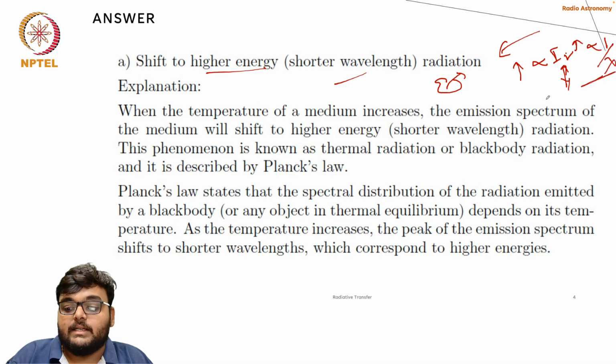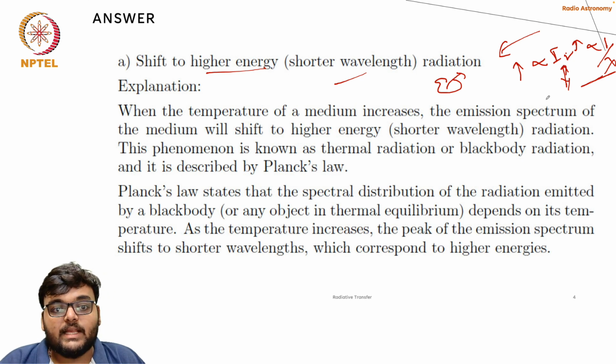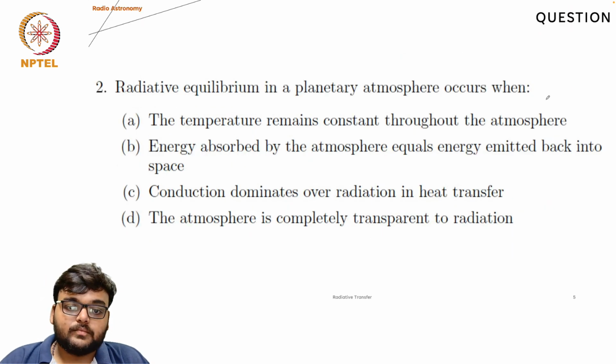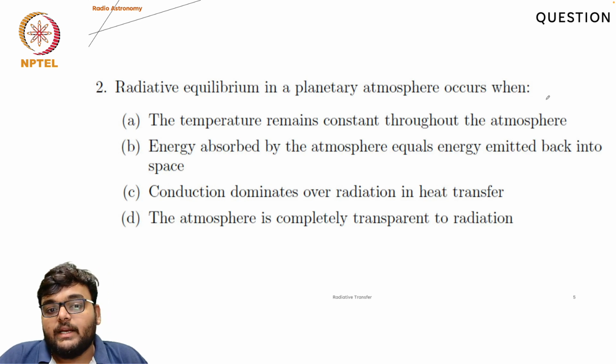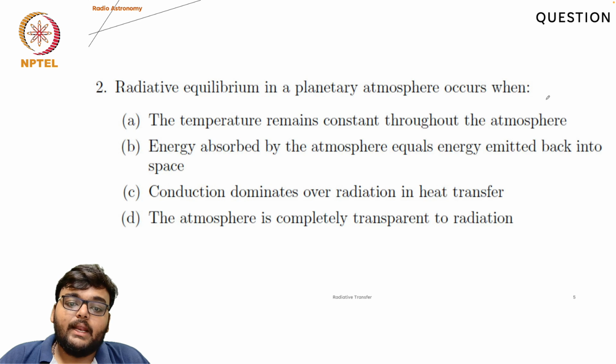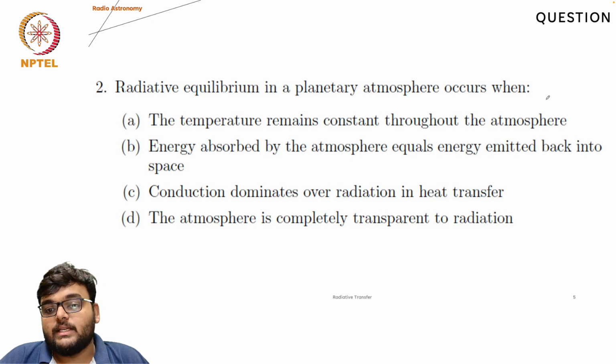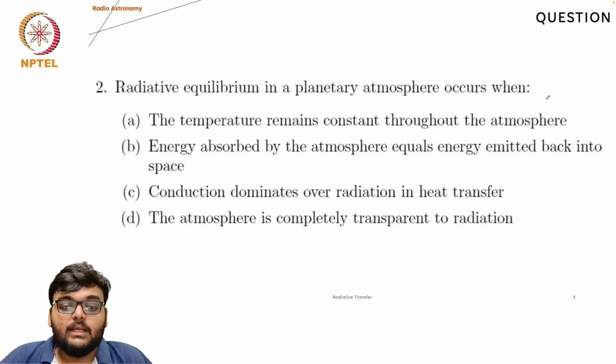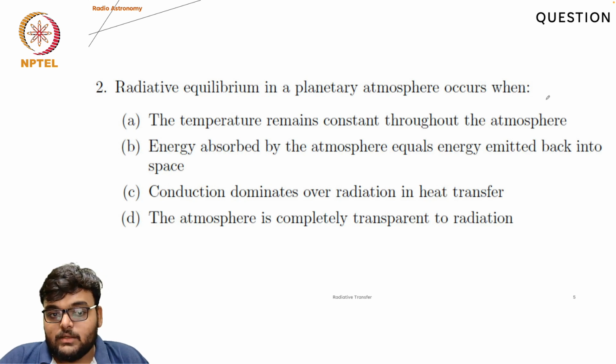Okay, let's move forward to another sample question. Radiative equilibrium in a planetary atmosphere occurs when the temperature remains constant throughout the atmosphere, when the energy absorbed by the atmosphere equals the energy emitted back into space, when conduction dominates over radiation in heat transfer, or when the atmosphere is completely transparent to radiation. So your ten seconds starts now.